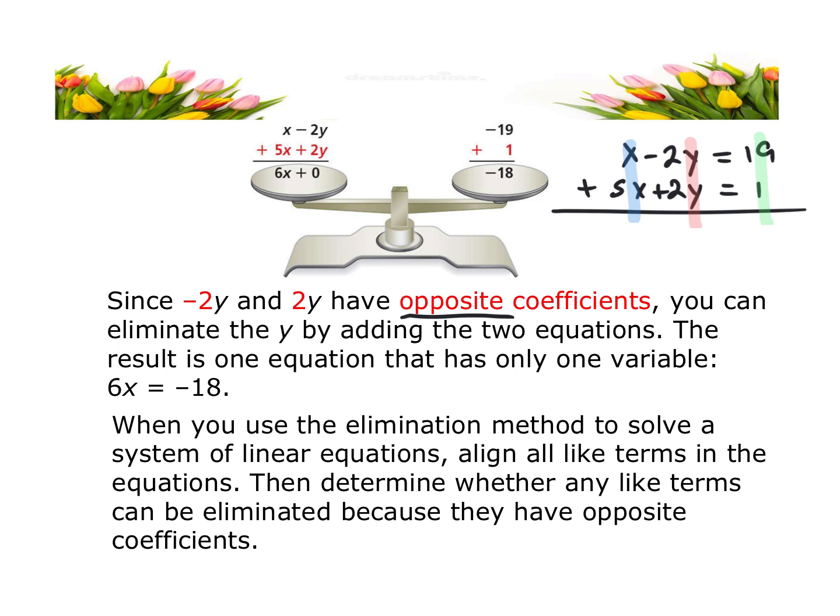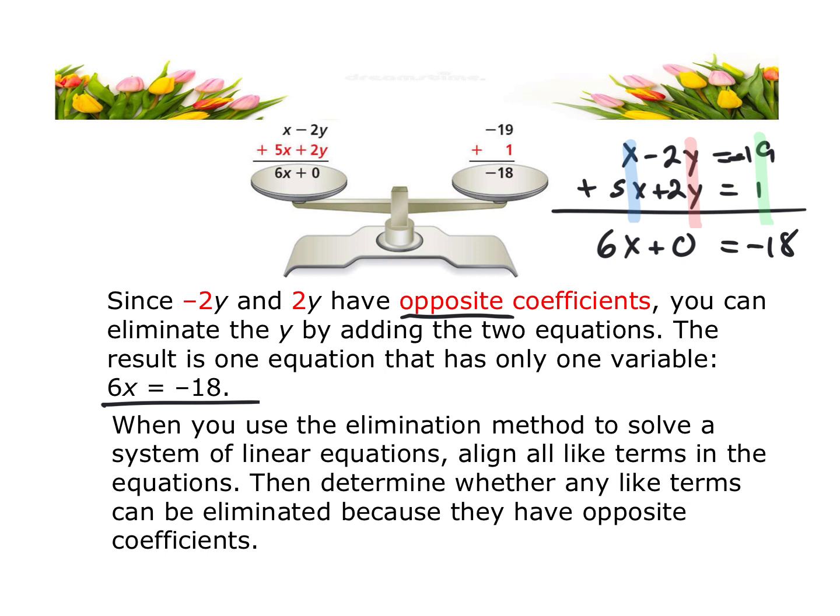So when we add 5x plus x, we're going to get 6x. When we add negative 2y plus 2y, we're going to get 0. And when we add negative 19 plus 1, we're going to get negative 18. Sorry, it was supposed to be negative 19, I wrote it wrong. That's where that 6x equals negative 18 comes from.